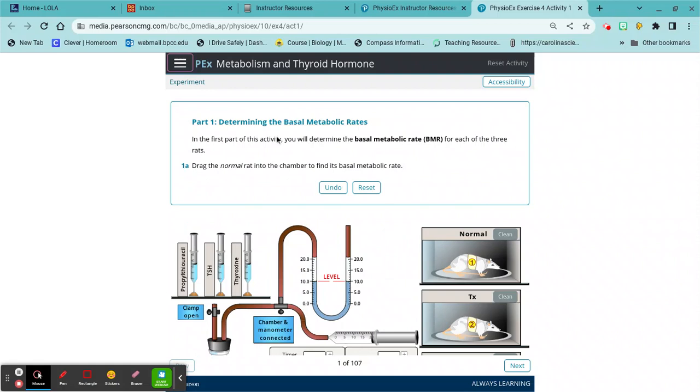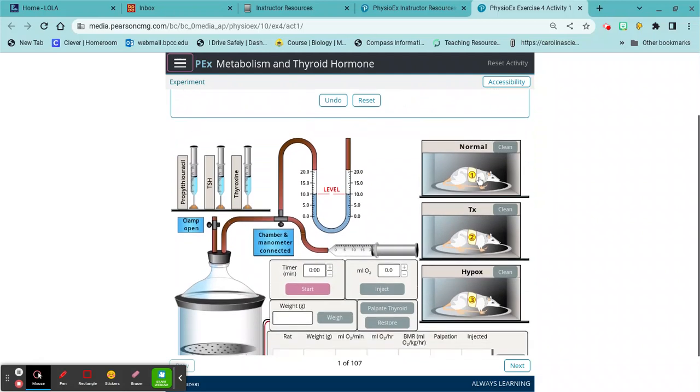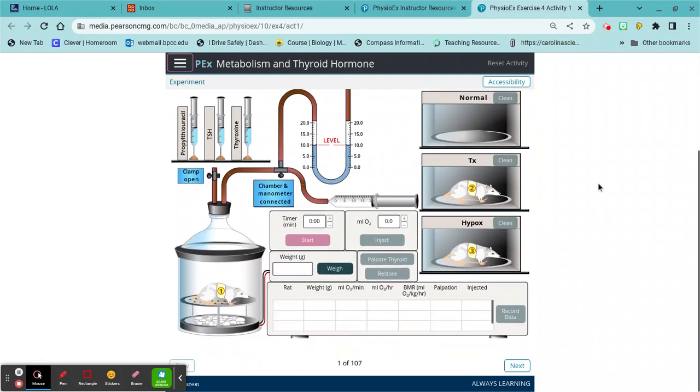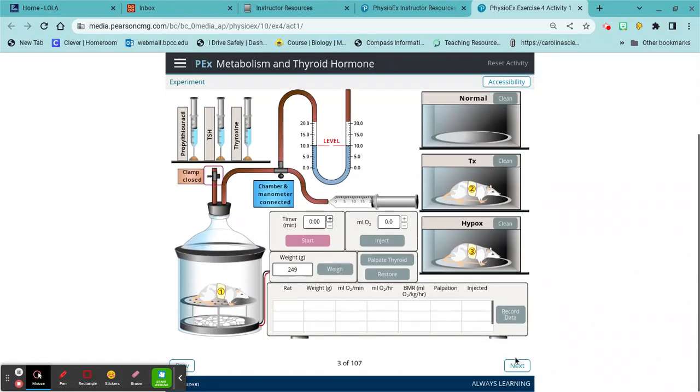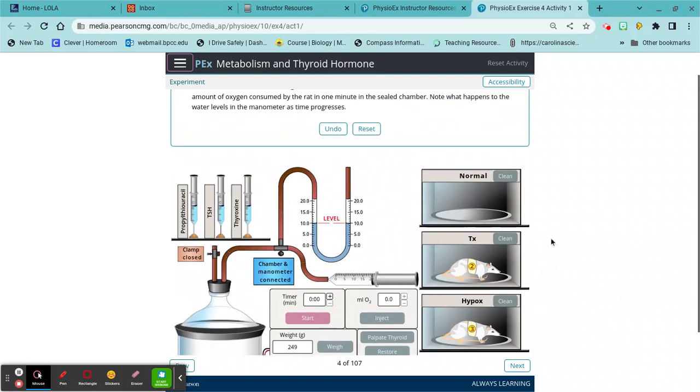Okay, so if you were doing this yourself, you would just be following these prompts. So this first one says I need to drag this normal rat into the chamber. Okay, I'm going to push next. Then it says select the weight of the rat. So I'm going to weigh the rat, and I push next. Select the clamp on the left tube to close it. This will prevent air from entering the chamber from the outside. So I'm going to close that, and I'm not going to say next every time. I think you can get the point there.